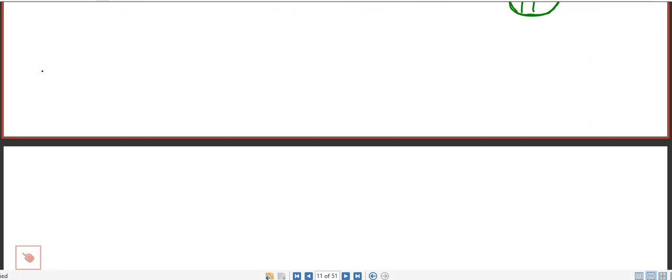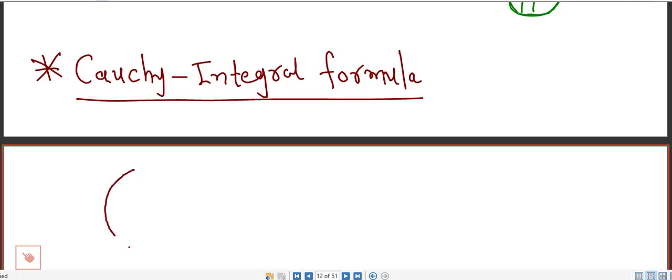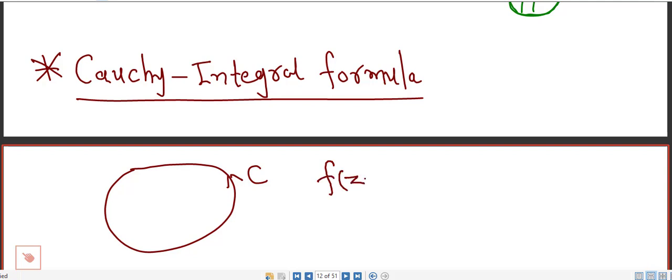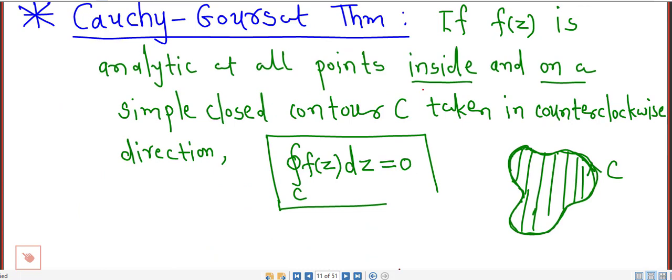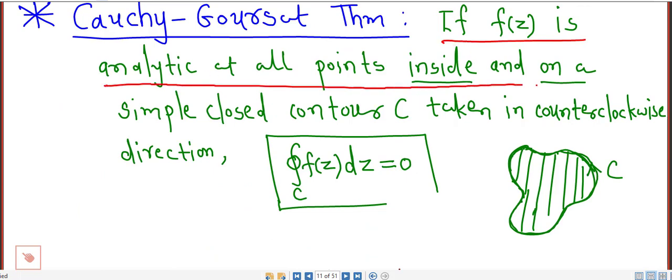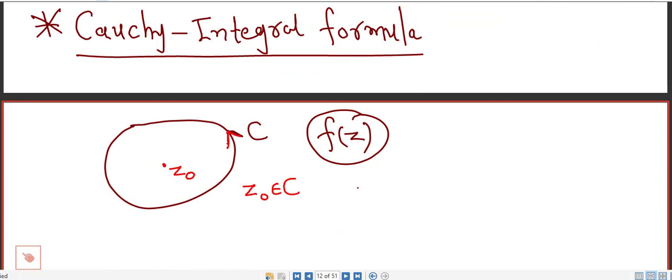Another result which we require for this problem is Cauchy integral formula. For Cauchy integral formula also we require that function f of z is analytic at all points inside and on some simple closed contour. Suppose this is simple closed contour, and suppose we have complex function f of z which is analytic at all points inside and on this simple closed contour C, and suppose z0 is some point inside this simple closed contour C. So z0 is interior to this contour, and f of z is analytic at all points inside and on it, which is considered in positive direction or counterclockwise direction.